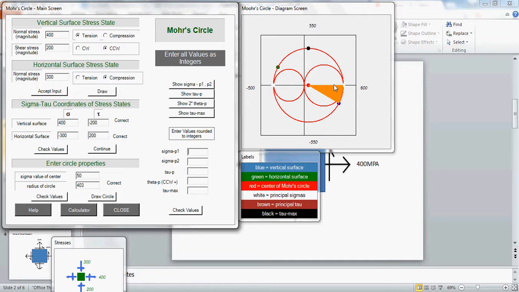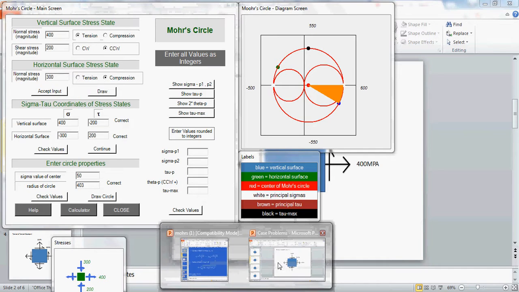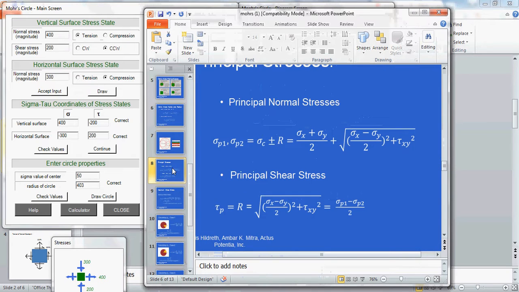Positive 1 radius to the right, you have P1. To the negative the radius to the left, you have P2. So really you could take 50 plus 403 is P1 and 50 minus 403 is P2. Here is the equations for that, and you can see exactly what I just said.